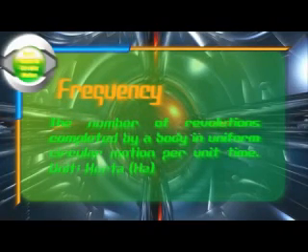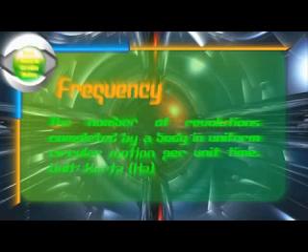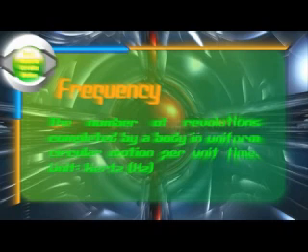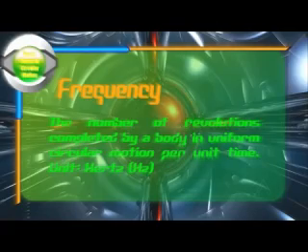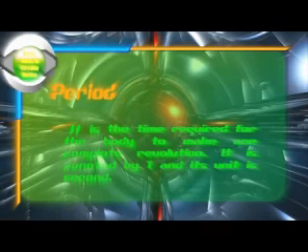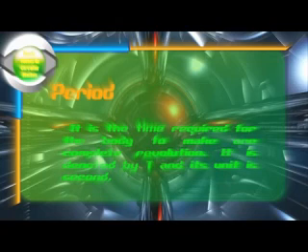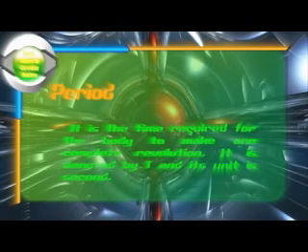Frequency. It is the number of revolutions completed by a body in uniform circular motion per unit time. In SI-derived units, the unit of frequency is Hertz, named after the German physicist Heinrich Hertz. Period. It is the time required for the body to make one complete revolution. It is denoted by the capital letter T, and its unit is second.